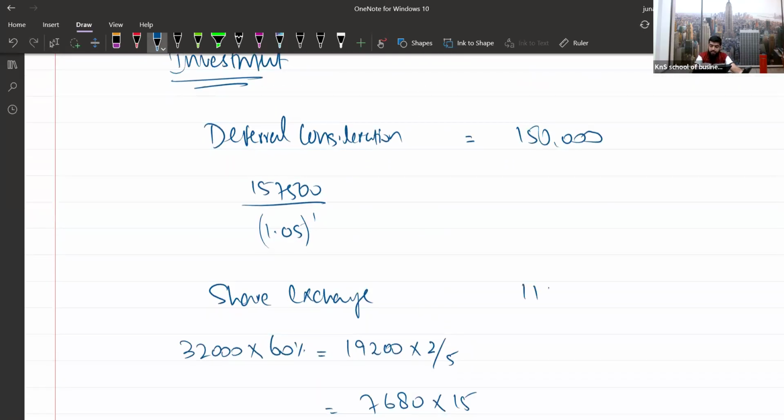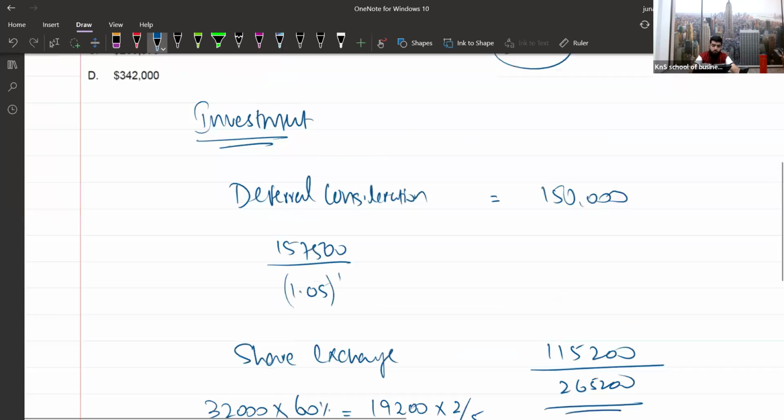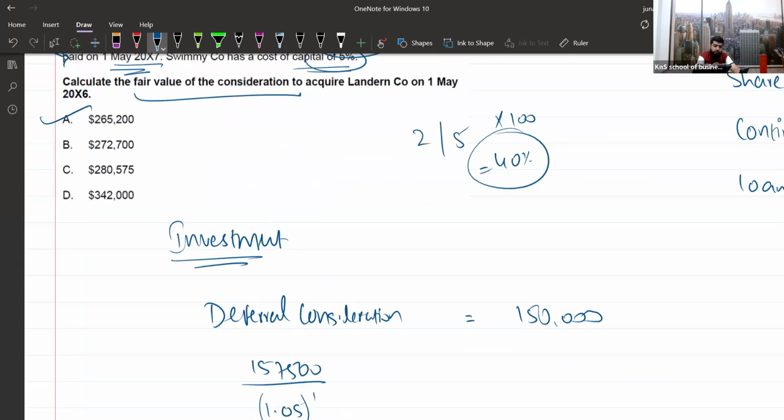So the total amount of investment that would be recorded is 1,15,200 plus 1,50,000. So it's 265,200. 265,200 is the correct answer. Are you guys clear on this one?